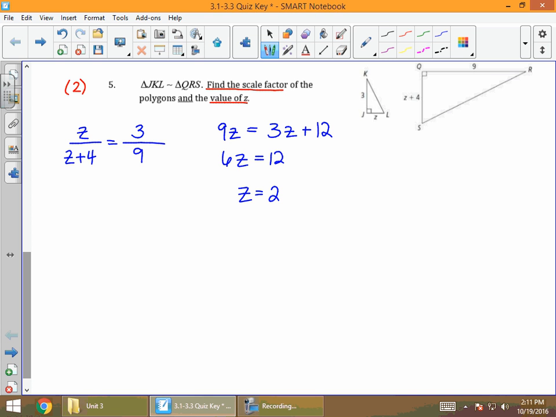Now the scale factor is just the reduced fraction. I don't care if you want to do Z over Z plus 4, you could. Or if you want to do 3 over 9, you can. If I put 2 in, I get 2 over 6. It's going to be the same thing. I'm going to do 3 over 9, because those are the values that are given to me. So the scale factor is 3 to 9, which reduces to 1 to 3. So that is a 1 to 3 ratio. The scale factor is 1 to 3.